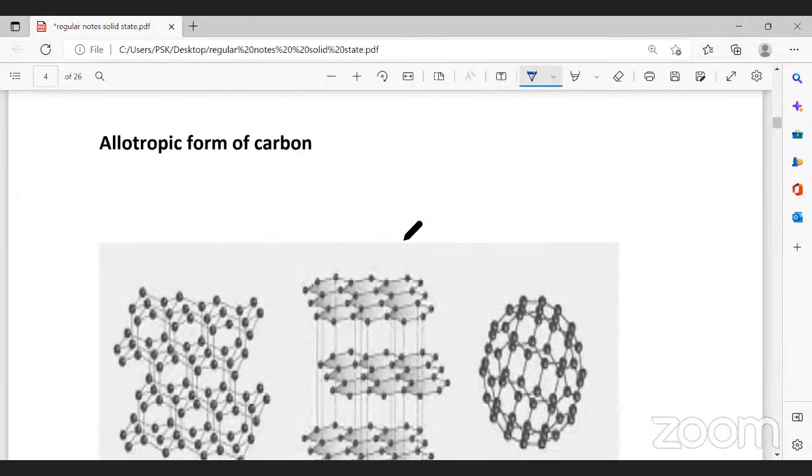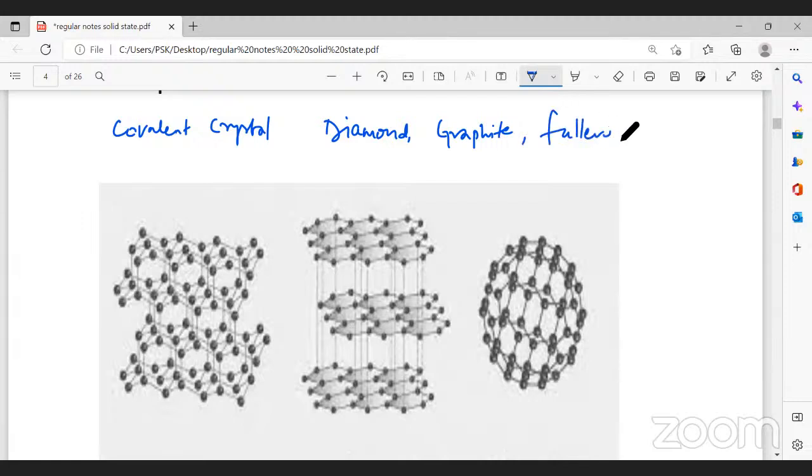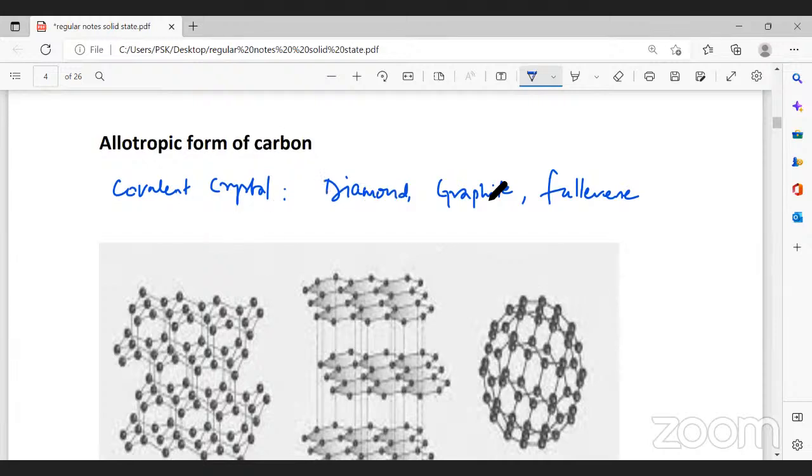Now, allotropic forms of carbon. As we understood, examples of covalent crystals are diamond, graphite, and fullerene, named after Buckminster Fuller, or it is called fullerene. So these are the examples for covalent crystals: allotropic forms of carbon, diamond, graphite, and fullerene. You should know that diamond is a non-conductor. It does not conduct electricity. But graphite and fullerene are conductors of electricity.